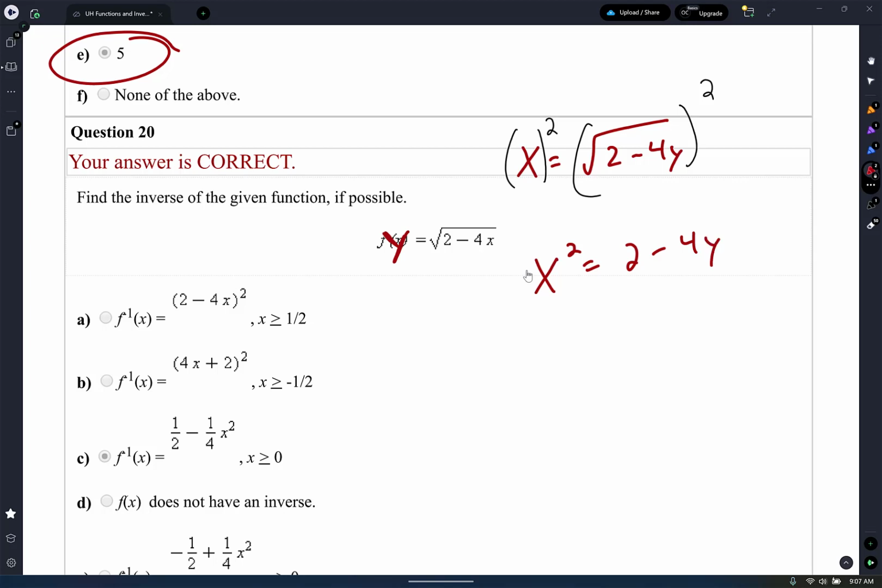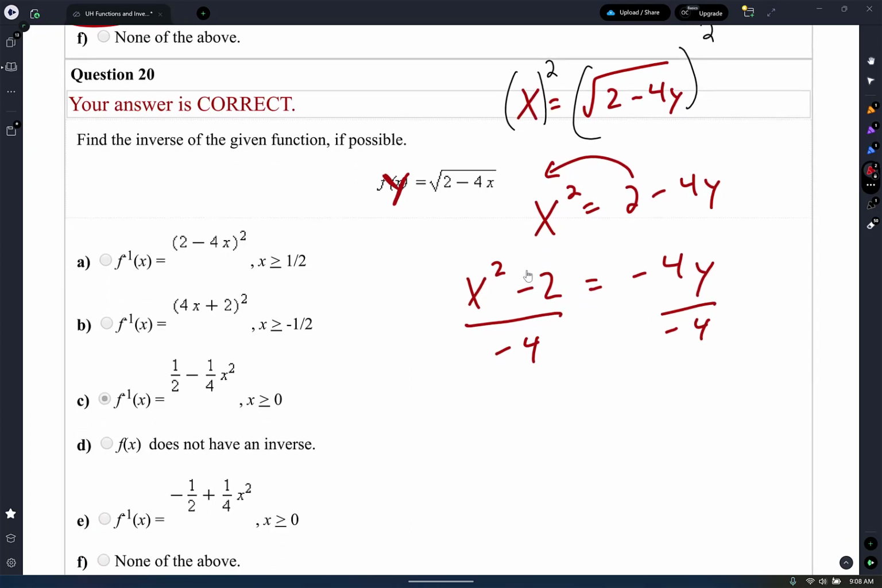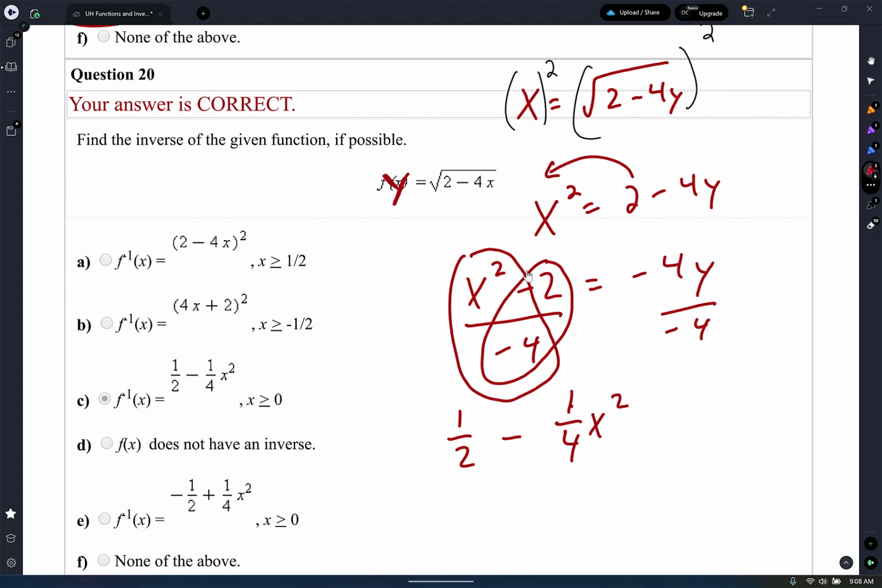Now I'm going to move the 2 to the other side. So now I'm going to have x squared minus 2 equals negative 4y. And now I'm going to divide everything by negative 4. So how did they write it? Okay, I see it. So they did negative 2 divided by negative 4. That's a positive 1/2. And then x squared divided by negative 4. That's going to be a negative 1/4 x squared. And then that equals your inverse, f inverse of x. Obviously the answer is letter C.